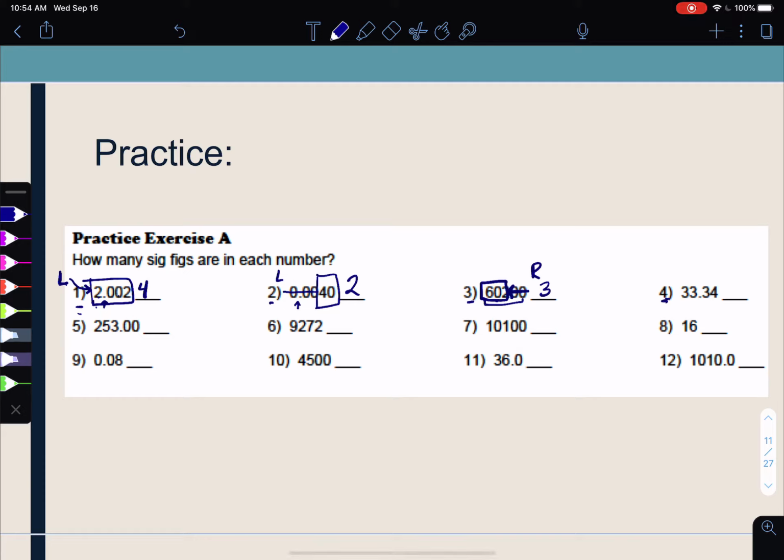Number 4 is easy. There's a dot, yes, but there's no zeros. If there's no zeros, you can just say all of them count. Okay, that's a 4. All right, I want you to stop the video and do the rest of them. So stop and do the rest. I'm going to write in the answers, but try to do them before I write them in.